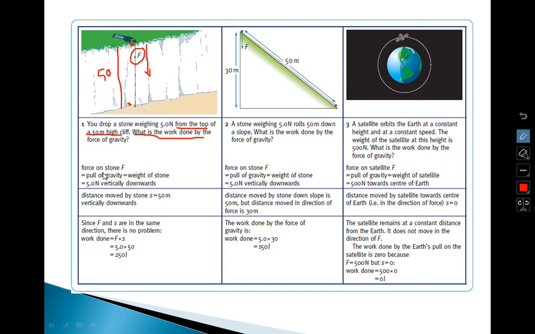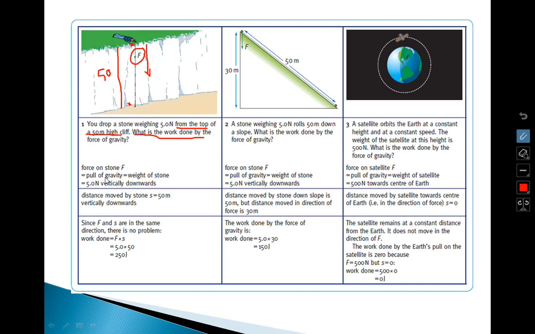So we need to do some notes here. Force on stone F is equal to what? The force on a stone to take the stone from here up to here. So what's the force effect on it? Force on stone F is equal to what?